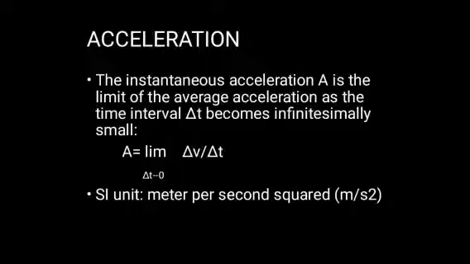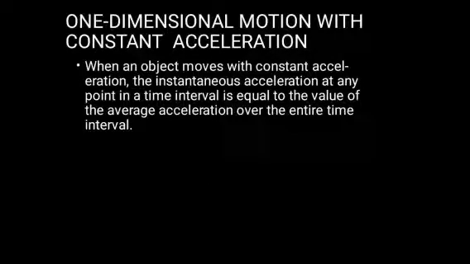Instantaneous acceleration a is the limit of the average acceleration as the time interval becomes infinitesimally small. That is, it is the average acceleration of the object as the time approaches zero. The SI unit for instantaneous acceleration is also meter per second square. When an object moves with constant acceleration, that is, its acceleration is constant, the instantaneous acceleration at any point in the time interval is equal to the value of the average acceleration over the entire time interval.